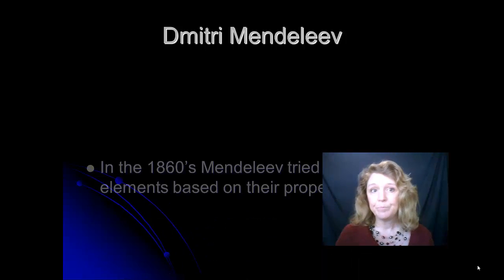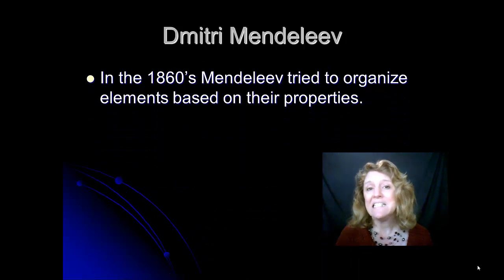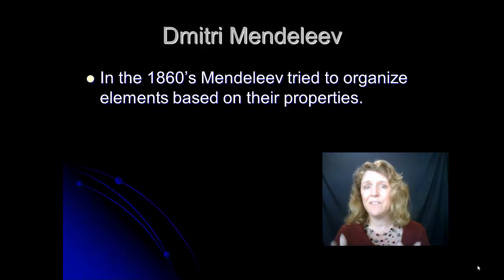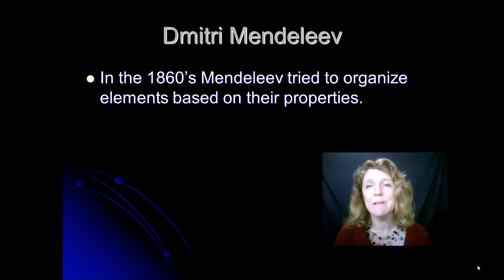And in order to understand the periodic table, we're going to talk about the guy who first put it together. He was a Russian guy named Dmitri Mendeleev. In the 1860s, he tried to organize all of the elements based on their properties. Now, this is like all of the things that they have in common, all of the traits or characteristics that they have in common. And that was really kind of confusing.